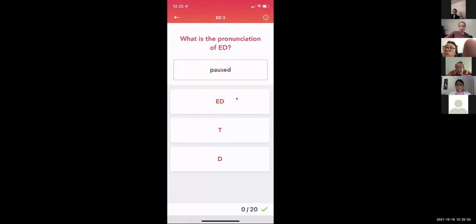Paused. What do you think? First one, second one, last one. ED, first one. Paused. I think it's D. It's D. Paused. Z. That S looks like S, but it's actually the Z.